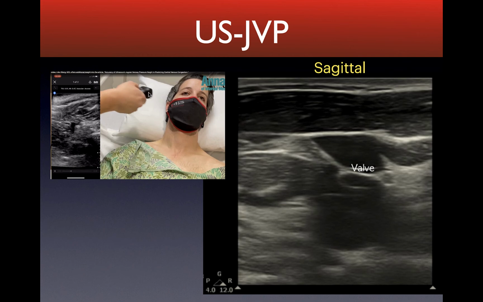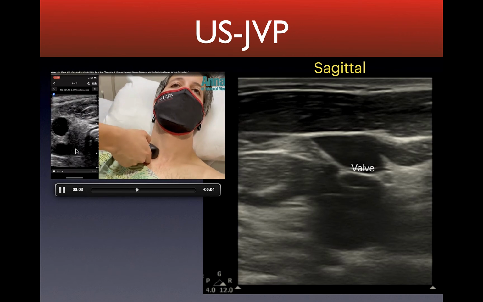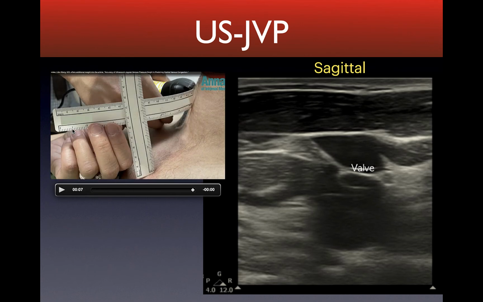And then you go ahead and take your ultrasound probe and you find the internal jugular vein. So this is a picture of them looking at this internal jugular vein and finding the spot where it starts to collapse down. And then you measure from the spot where that IJ is collapsing to the sternal notch, and you add 5 centimeters to that, just like you do with physical exam, and that is your JVP.